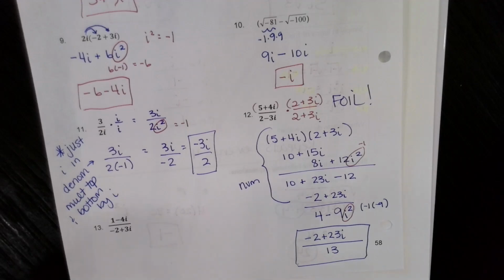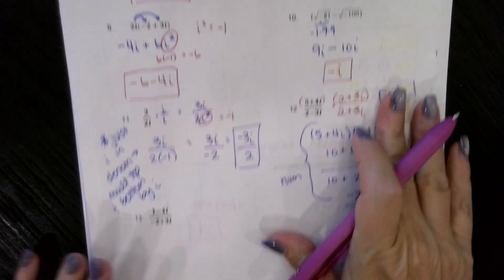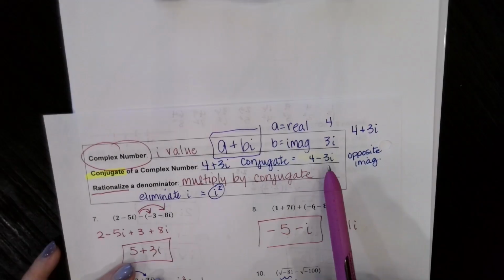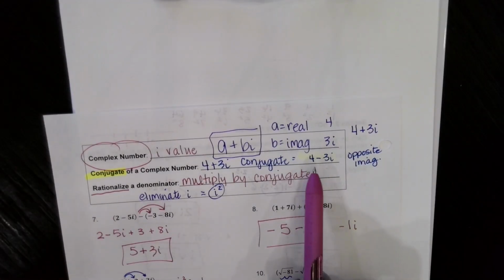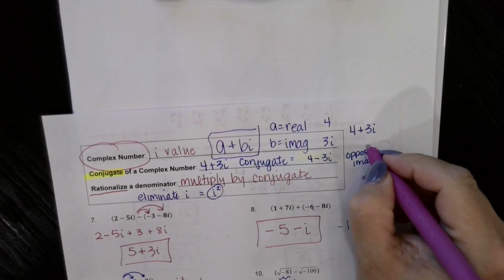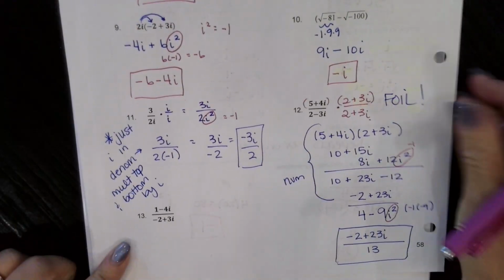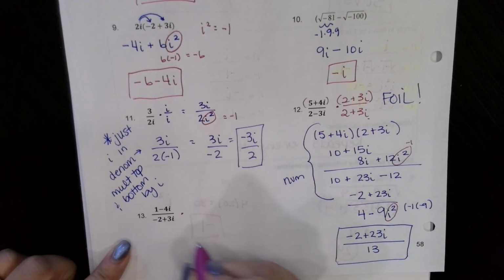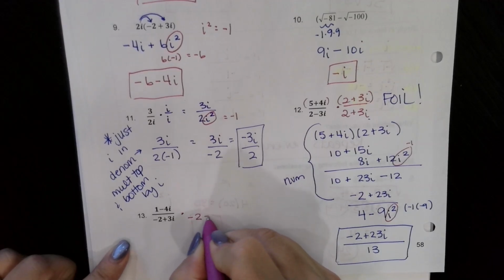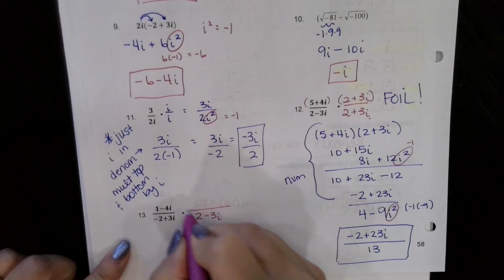Okay, so with this last one, I'm going to give you a hint, and then I'm going to pause the video, and I want you to solve it, and then come back and check your answer. So the hint on this is the only thing, if we go back here to our definition of a conjugate, the only thing that is opposite is the imaginary part. So before you FOIL this out, this is what I'm multiplying by: -2 minus 3i, top and bottom.